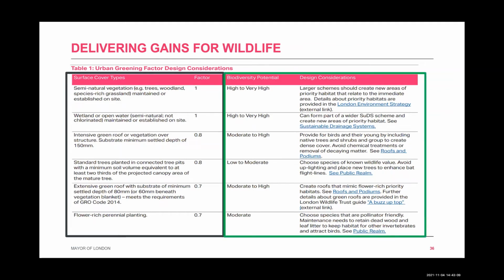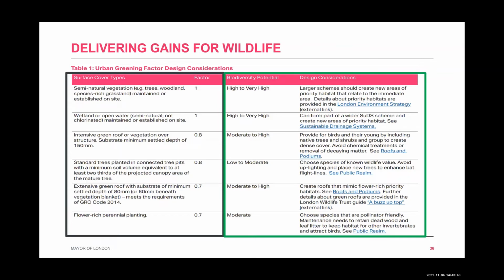And so the guidance sets out the biodiversity potential of each of the cover types in the UGF table and points to some design considerations for each of those cover types and provides further information in the document. I think what's important to point out here is that by and large, the highest scoring surface cover types in the UGF do tend to be those that are or can be designed to be more valuable for wildlife generally, but that isn't always true.